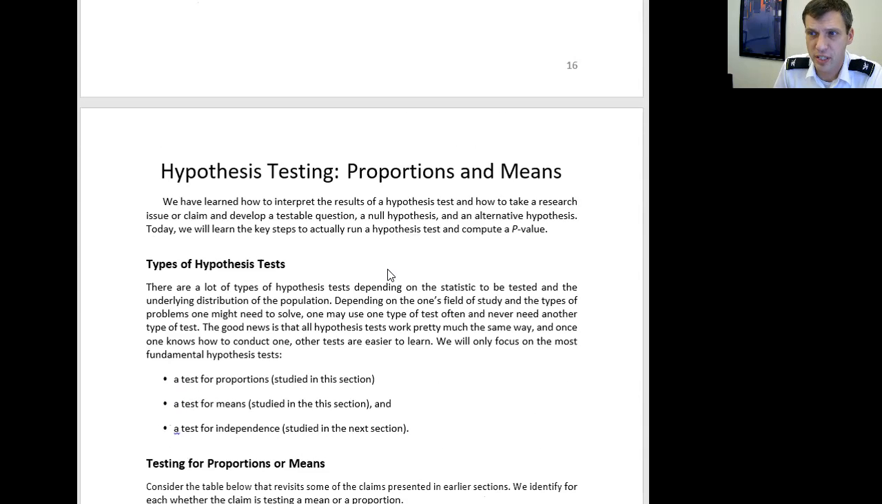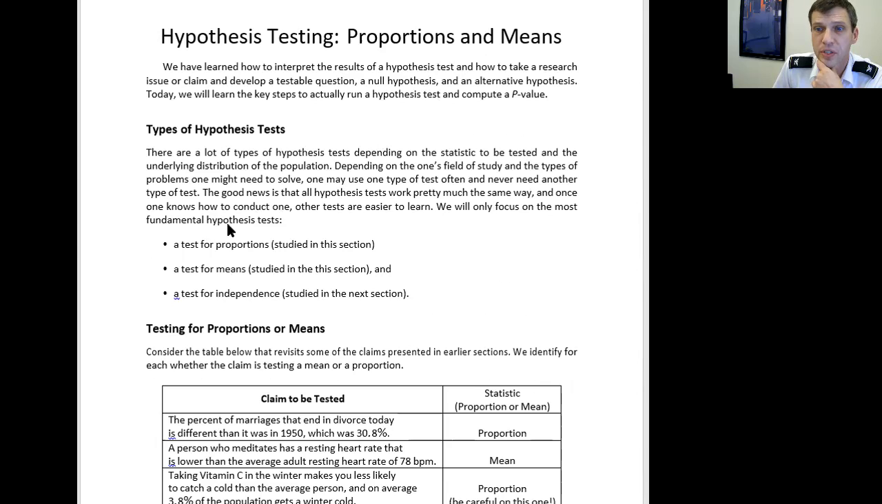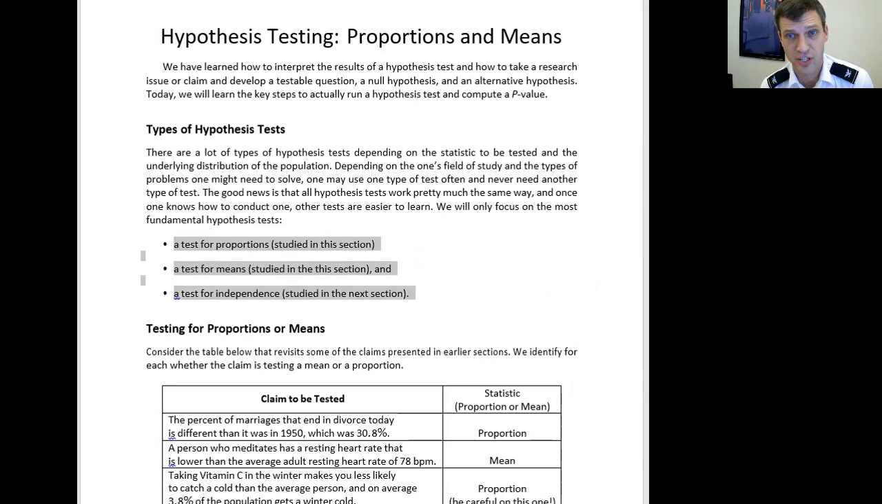So now the next section in our worksheet on hypothesis testing is this idea of proportions and means. And here's kind of the crux of what's going on: there's a ton of different kinds of hypothesis tests that we can run. We're going to focus on three. And once you understand one, they're all kind of the same. You're just trying to find a certain probability and draw the right conclusion. We're going to focus in this section on proportions and means. And then the next section, we'll talk about something called independence, whatever that means.